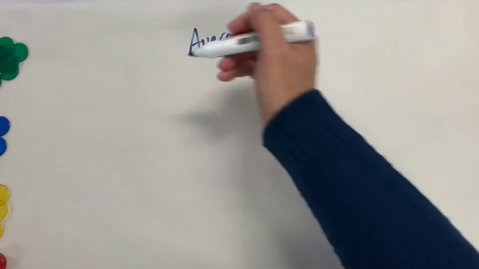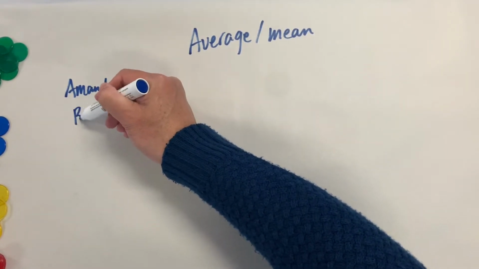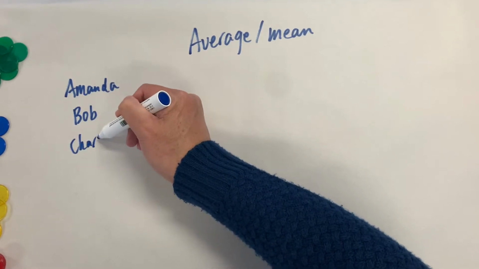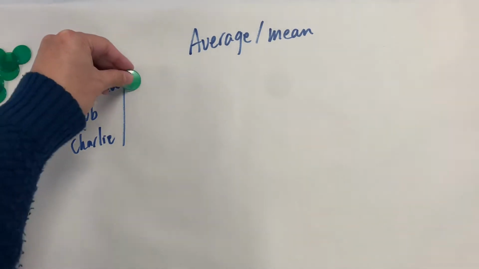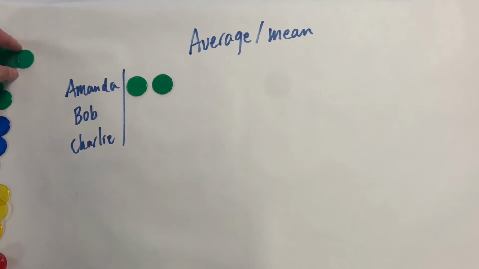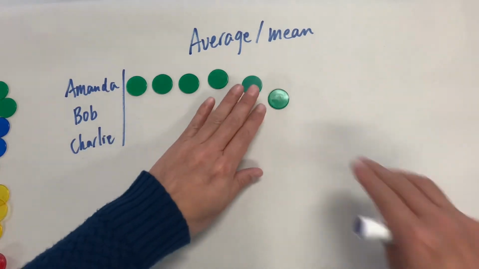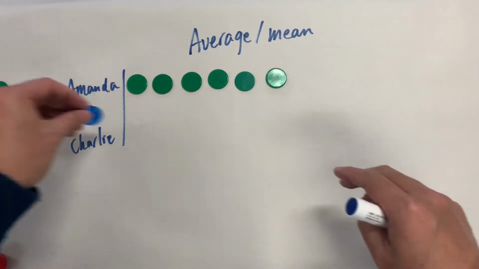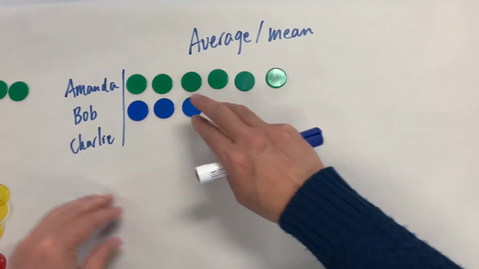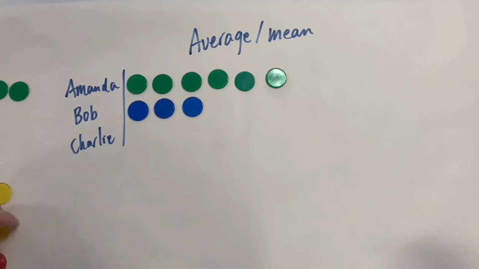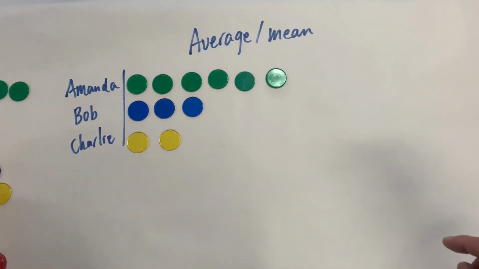So let's say I have three people, Amanda, Bob, and Charlie, right? So Amanda has, let's say, 5, how about 6? 6 marbles. Bob has 3 marbles. And Charlie has also 6 marbles, right?